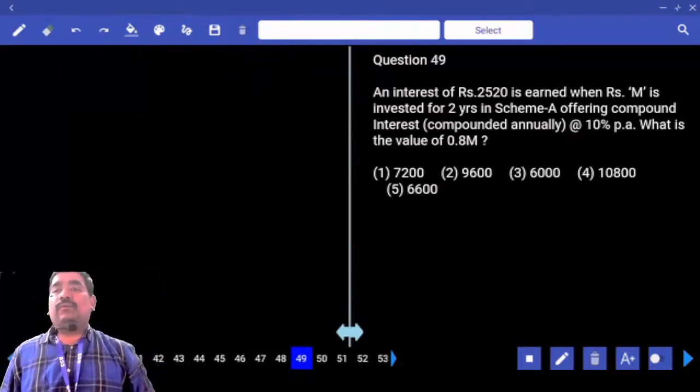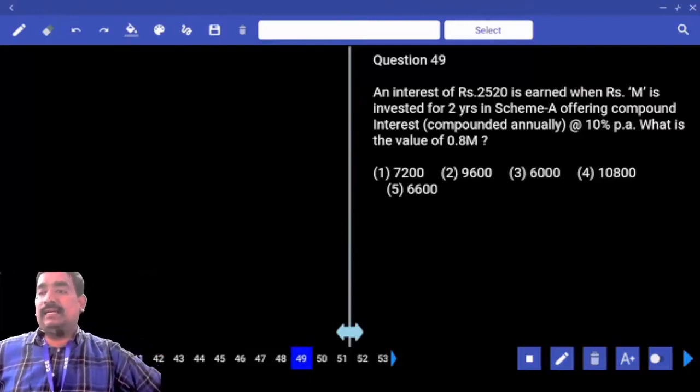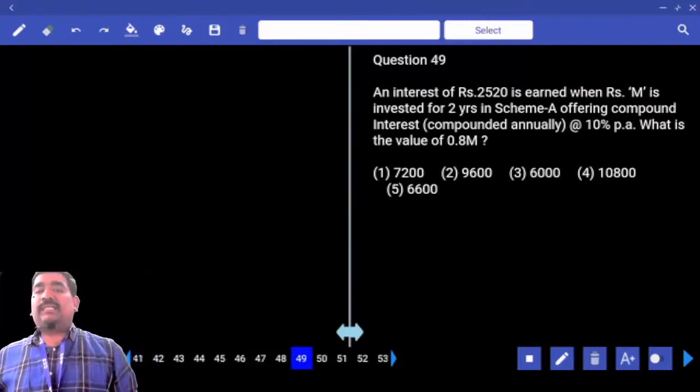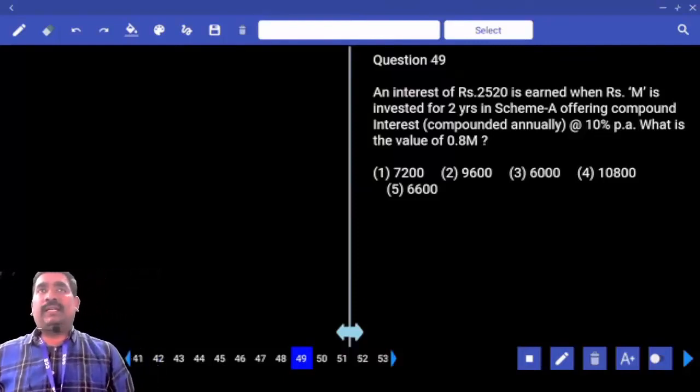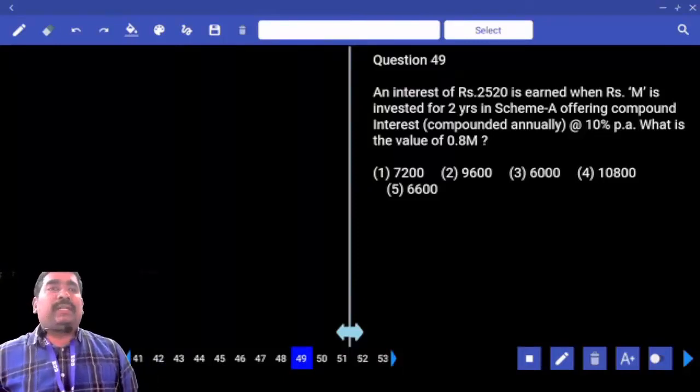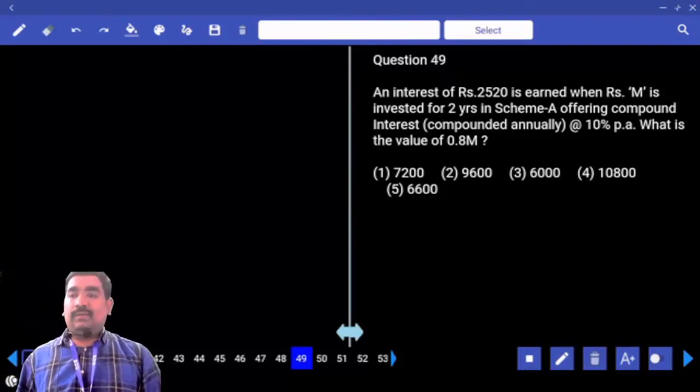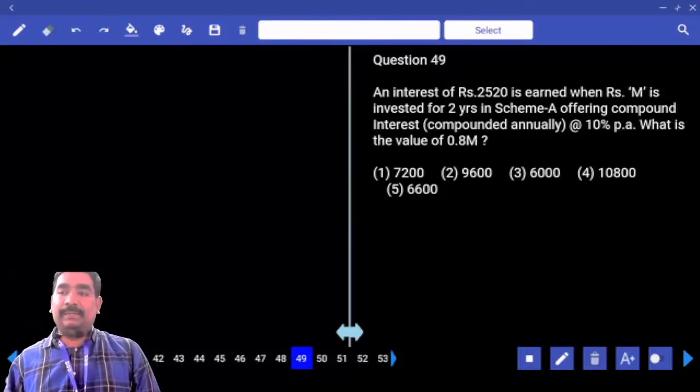An interest of 2,520 rupees is earned when m rupees is invested for 2 years in scheme A, offering compound interest compounded annually at the rate of 10% per annum. What is the value of 0.8 m?